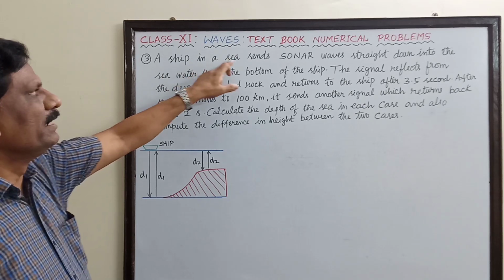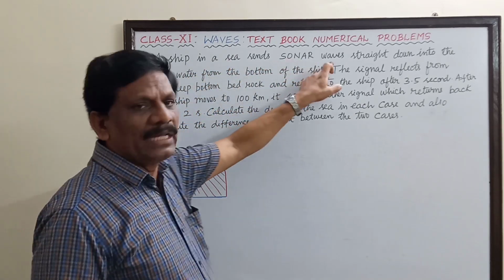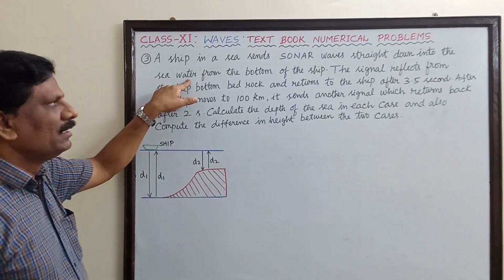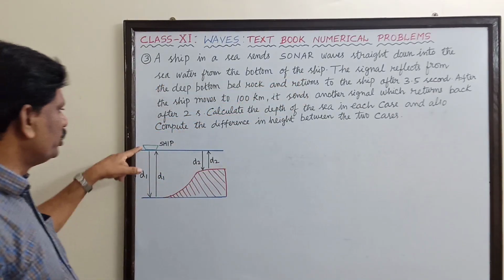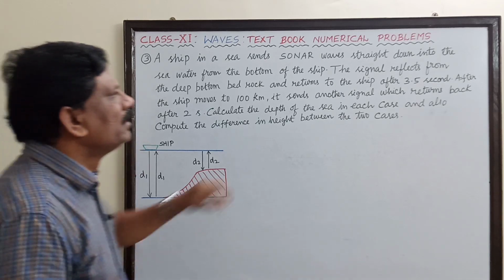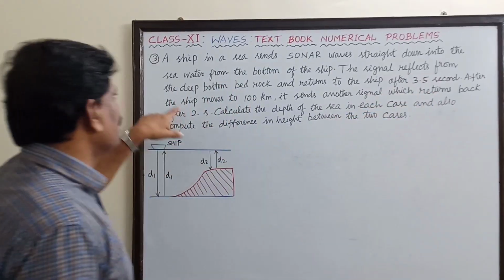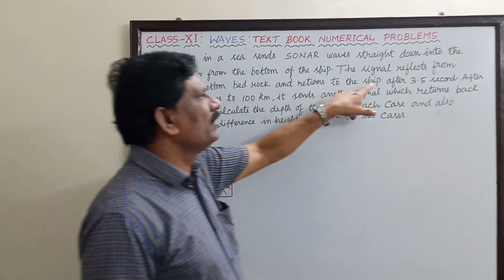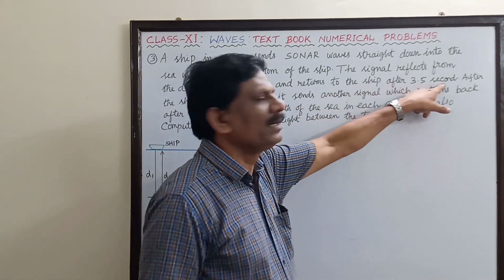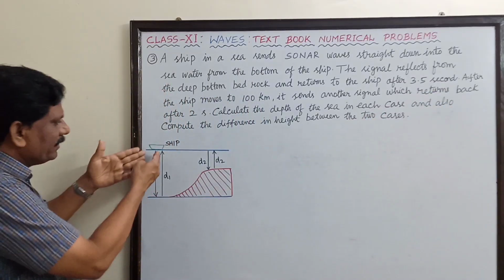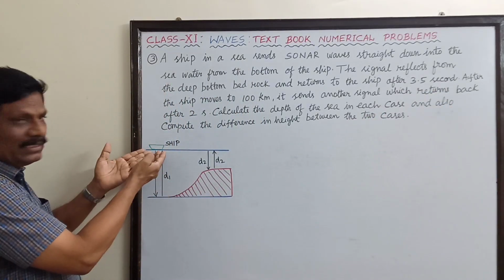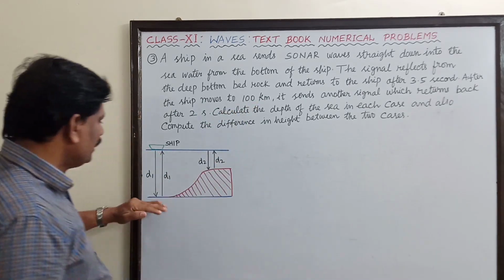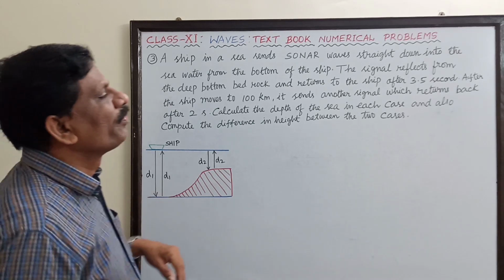A ship in a sea sends sonar waves straight down into the seawater from the bottom of the ship. The signal reflects from the deep bottom bedrock and returns to the ship after 3.1 seconds. So the signal is sent down and again it is returning to the ship itself after how many seconds? 3.5 seconds from the deepest seabed.